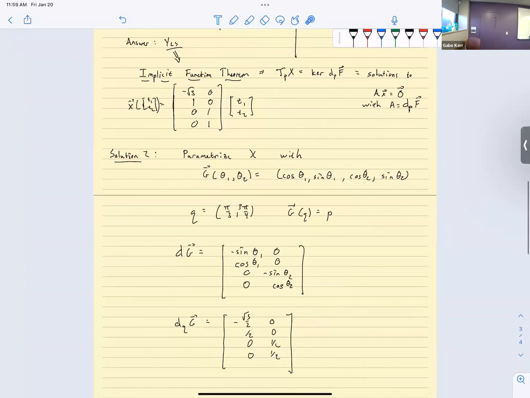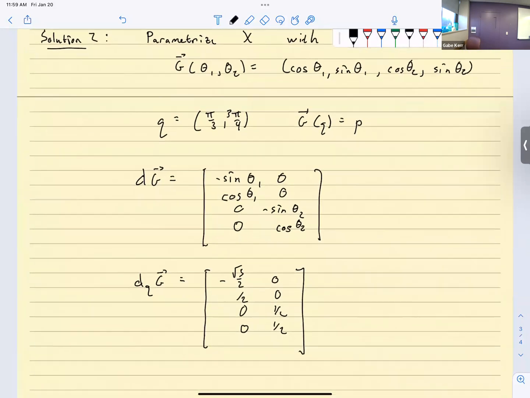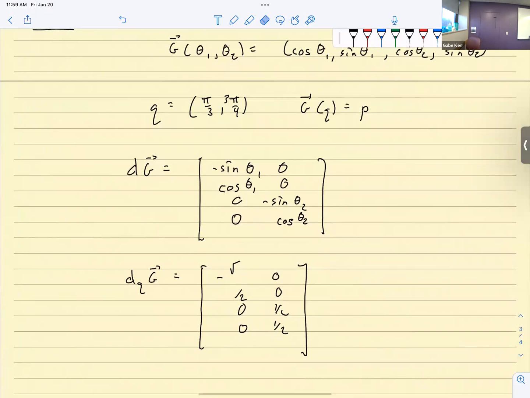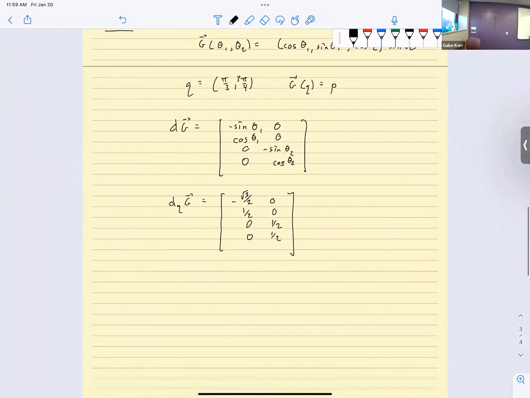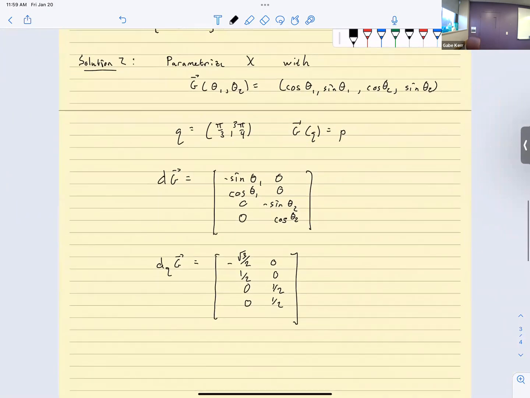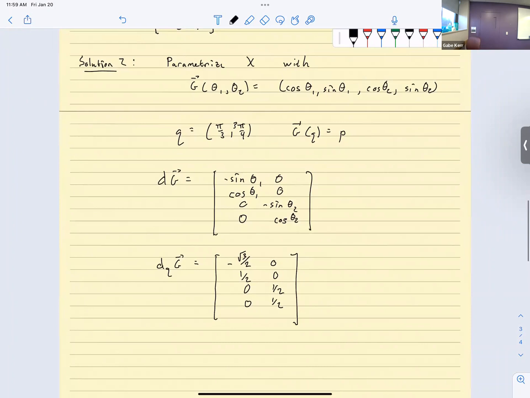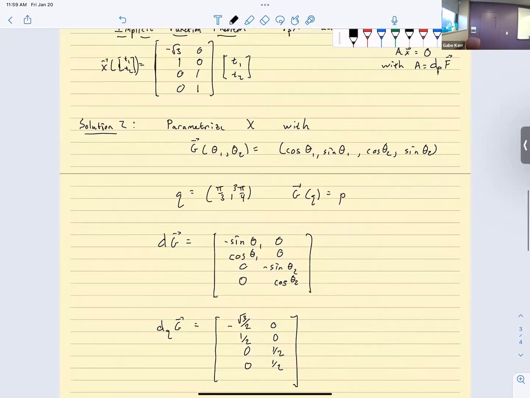All right, good. So we can take the derivative of G. I did it here. Then I can put in Q for theta, pi over 3 for theta 1, 3 pi over 4 for theta 2, and I'll get this matrix, although I didn't finish writing this. What do you guys think of that matrix? Is it familiar?